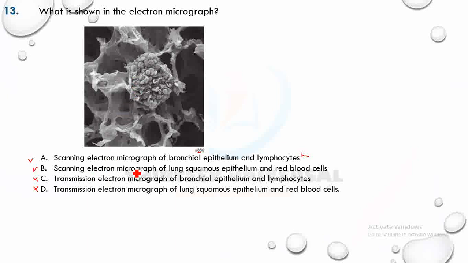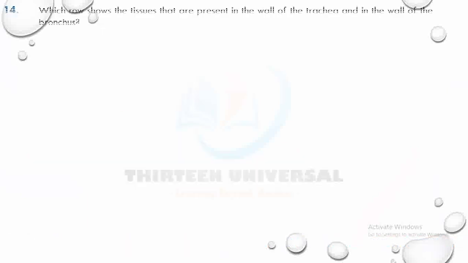So B says scanning electron micrograph of lung squamous. Yes, because these are alveoli, and this is the alveolar space. And the red blood cell, of course. How do I know they are red blood cells? Because they have a biconcave disc shape, dented in the middle. So B is the answer, guys.